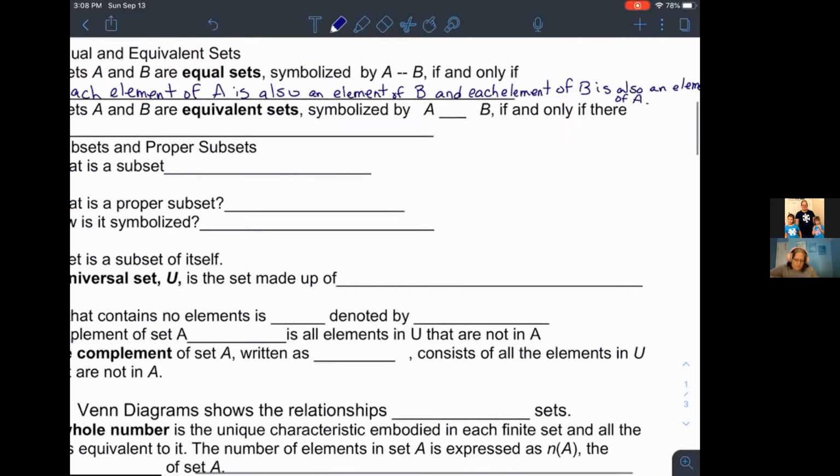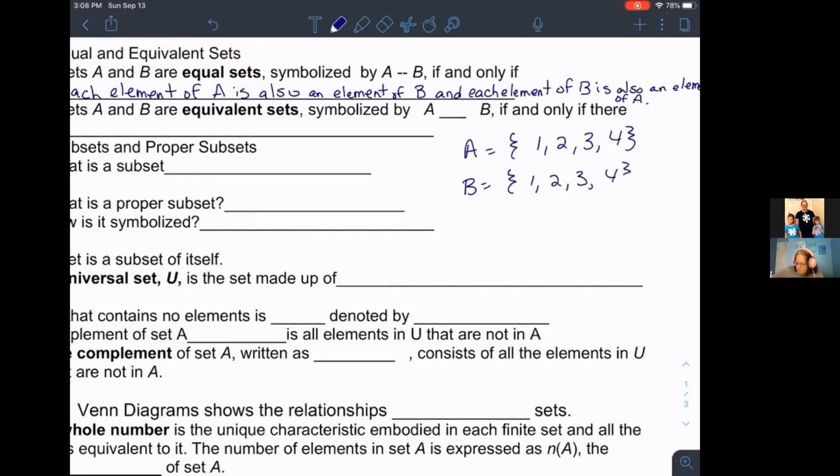So that would mean, let's say you have set A and set B. Set A would have 1, 2, 3, and 4. And B would have 1, 2, 3, and 4. That means A is equal to B because they each have the same number of elements, and in each set, the elements are the same. They're both identical.